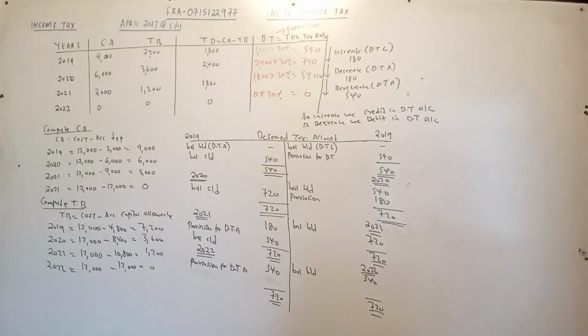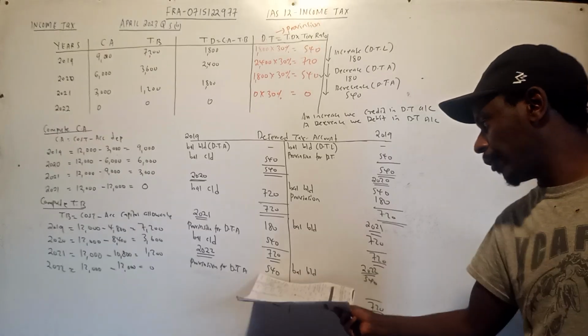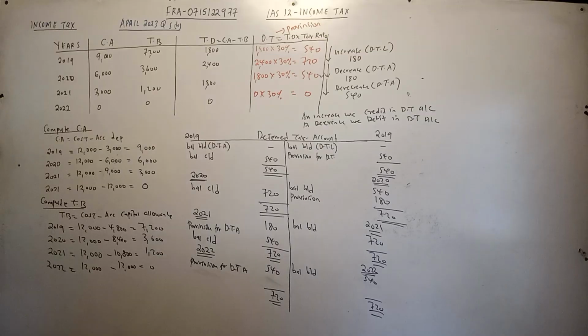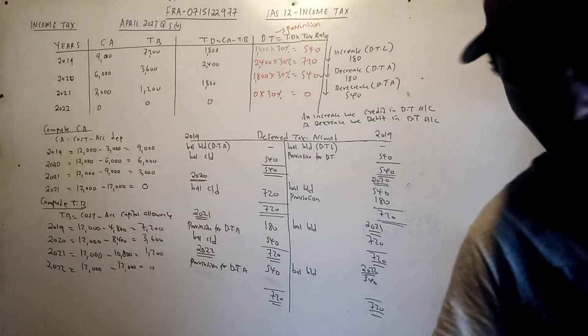It's supposed to balance at the end. It's supposed to balance by itself. So 540 and 540 without any other balancing figure. So that's how you are supposed to do that question. I think there is nothing more or less in that question.